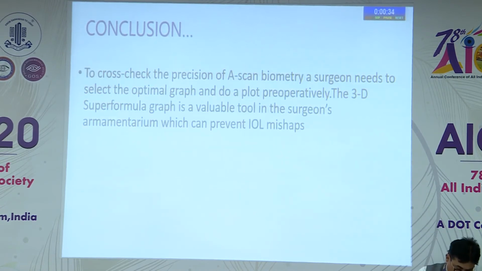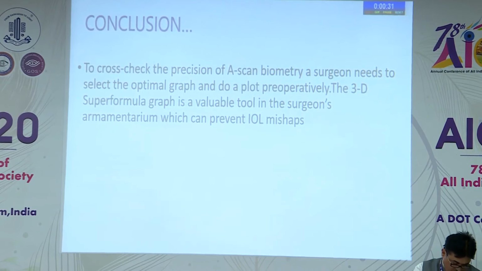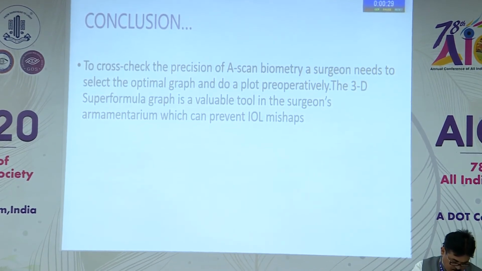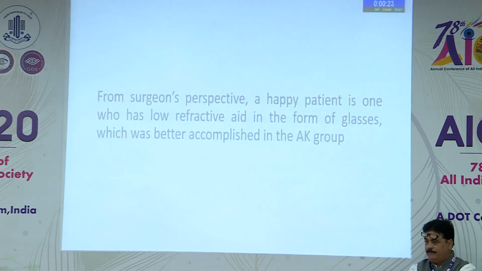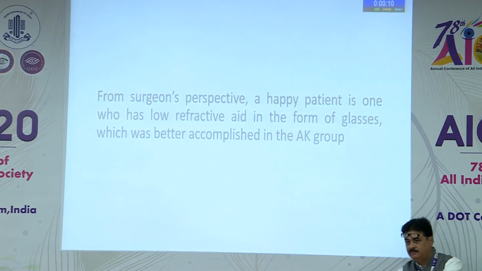So to cross-check the precision of A-scan biometry, we have the three-dimensional graphs at hand. It is a very useful tool in the surgeon's armamentarium which can prevent IOL mishaps. So the take-home message: the values of P were statistically insignificant in the absolute error. Still, from the surgeon's perspective, a happy patient is one who has a low refractive aid in the form of glasses, and therefore this was better accomplished in the automated keratometric group.